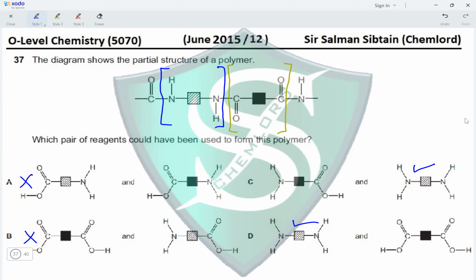So the next monomer is two C double bond O, O groups attached to a black box. So this would be two C double bond OH groups attached to a black box. It is not there in option C because the other monomer present also contains an NH2 group, which is not a requirement for this polymer. And in D, we've got a black box with C double bond OH on both sides, making option D the correct option for this question.